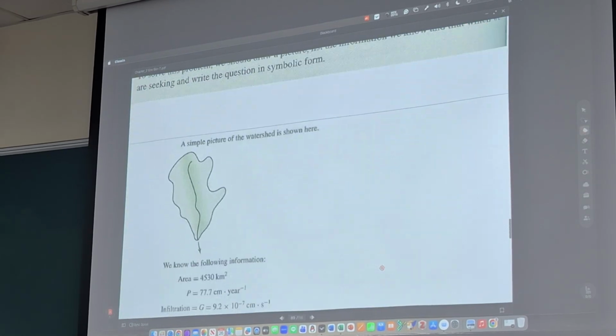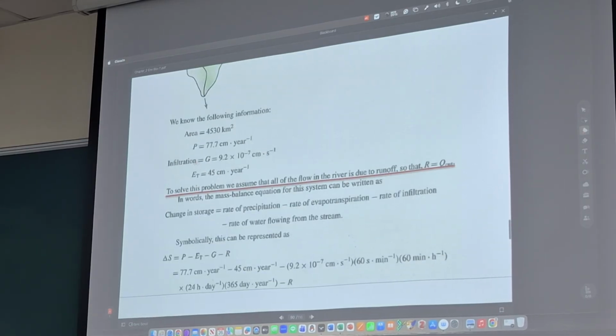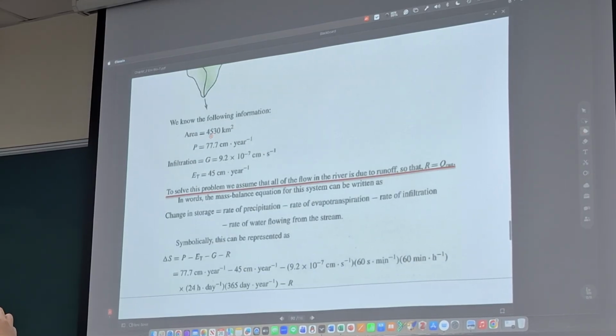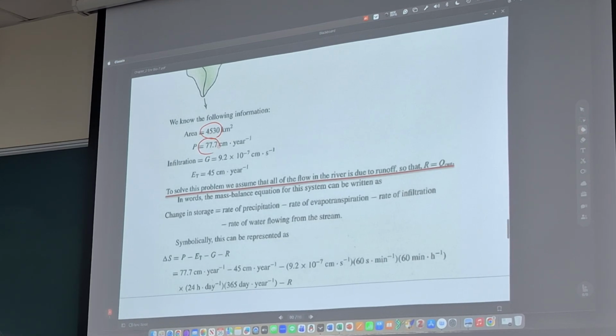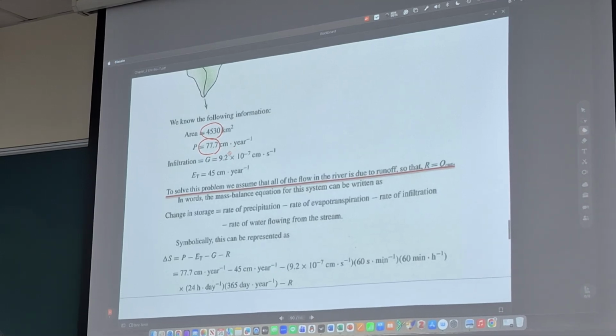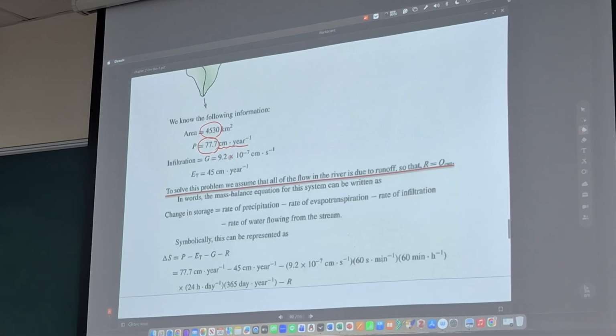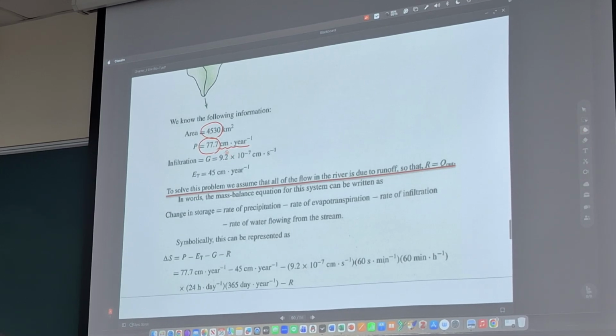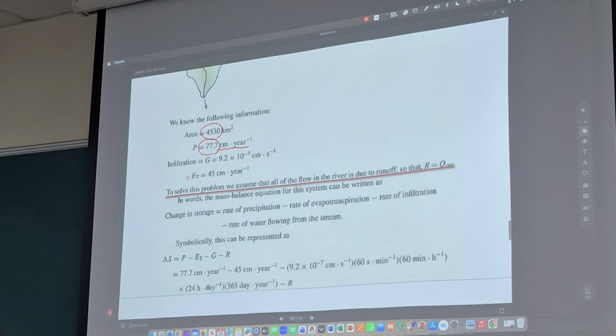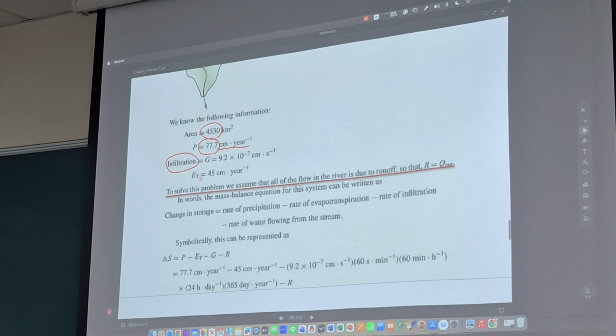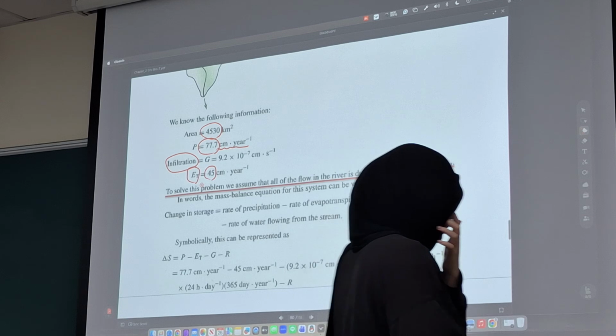Okay, so let's do these questions. The area is given. P is given as well. But the problem is they give us centimeters per year, so we need to convert this into depth. I is given. So this is I, right? And ET is 45 centimeters per year as well.